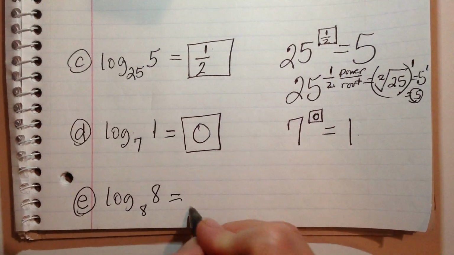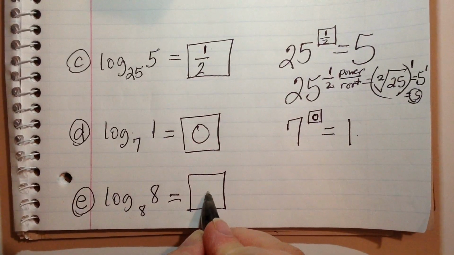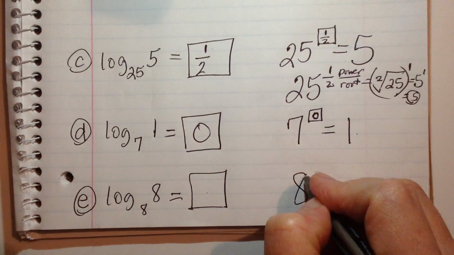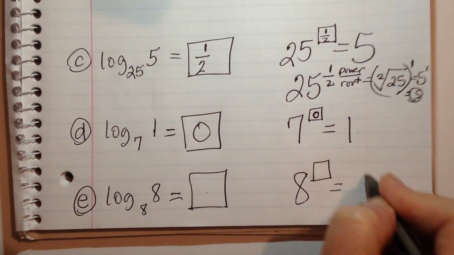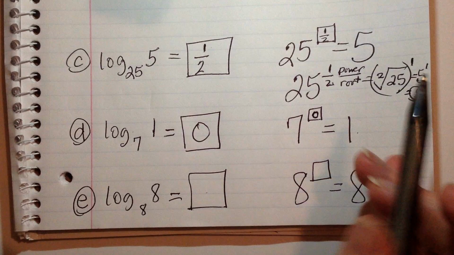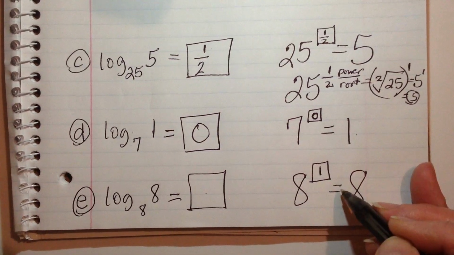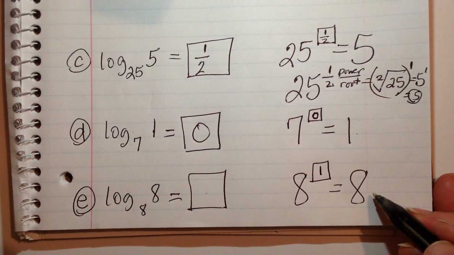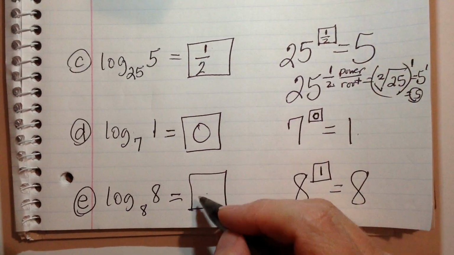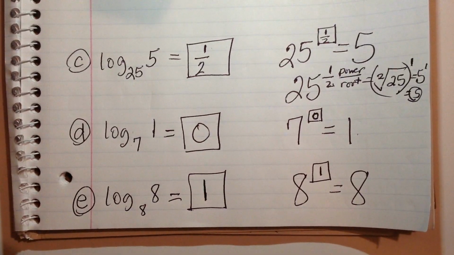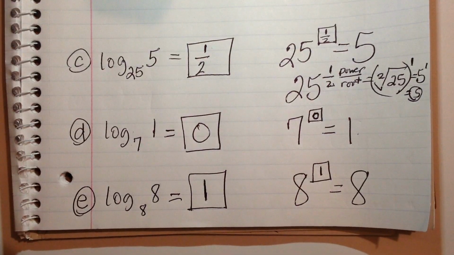And the last one, 8 raised to what power gives you 8? That's really what you're looking at. 8 raised to what power gives you 8? Well, anytime you raise any number to the first power, you will get the base itself. 8 raised to the first power is 8. So your answer to this problem is 1. So I have evaluated each one of these logarithms by finding the exponent.